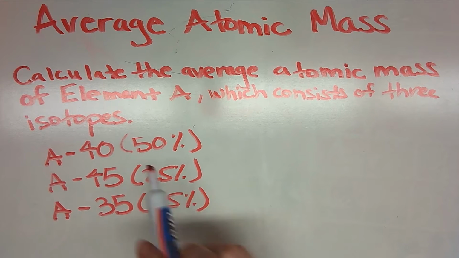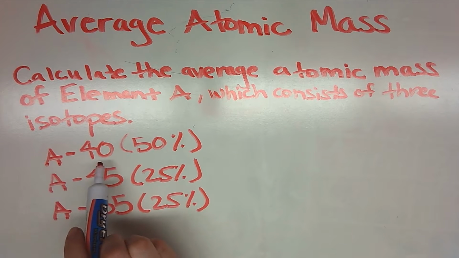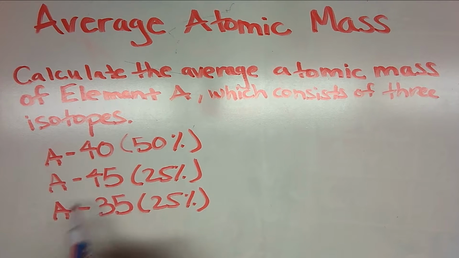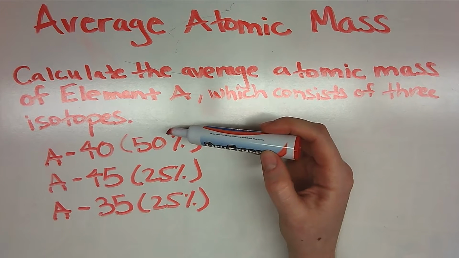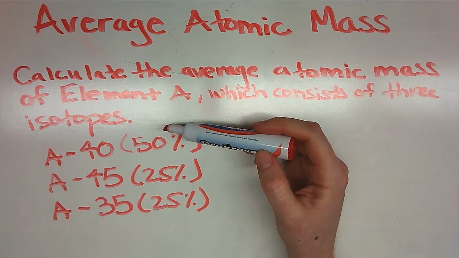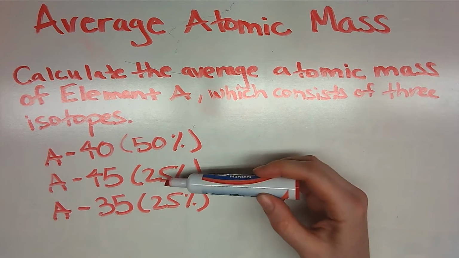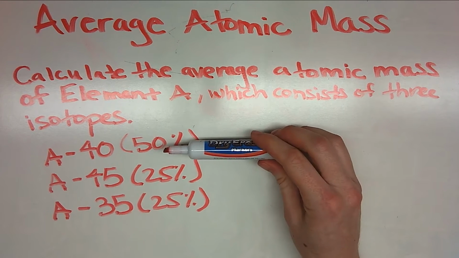So in this example, we have element A. And element A has 3 different isotopes, A40, A45, and A35. Now, because of their abundances, or how they occur naturally in nature, we have to do a weighted average. Note that this is not an even percentage for each one.